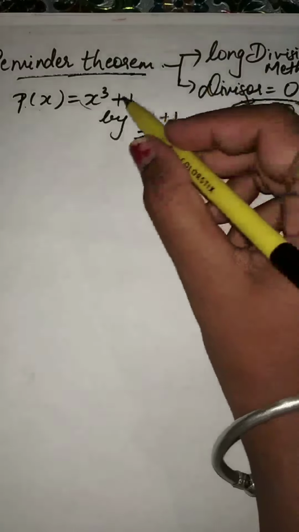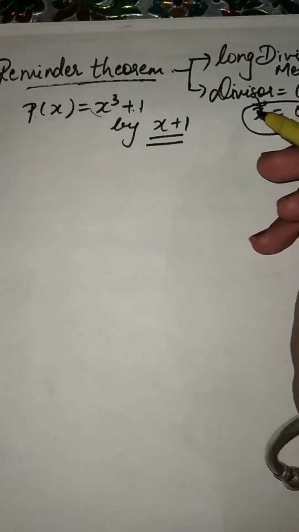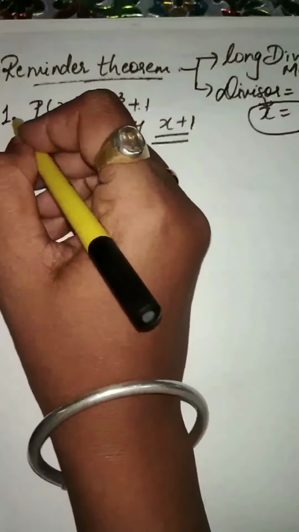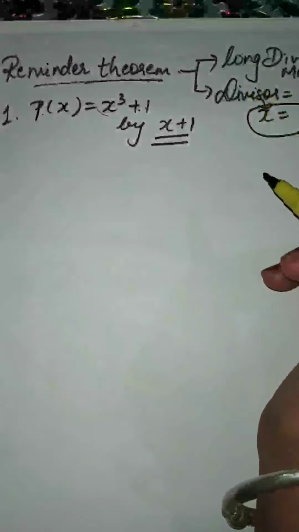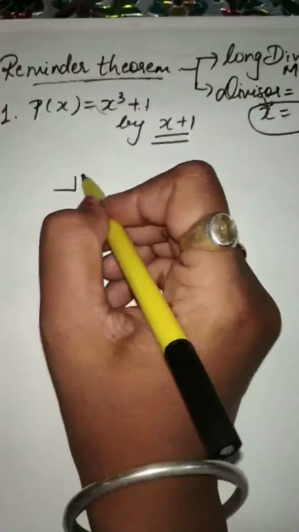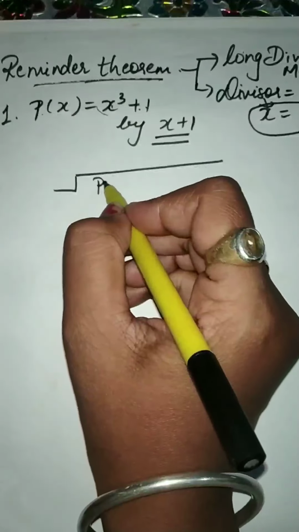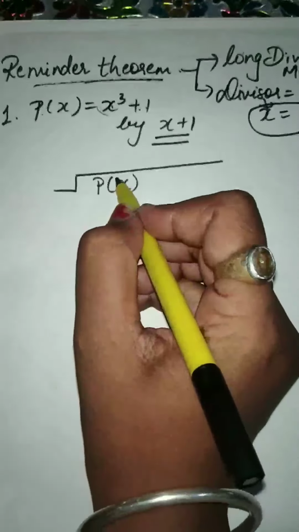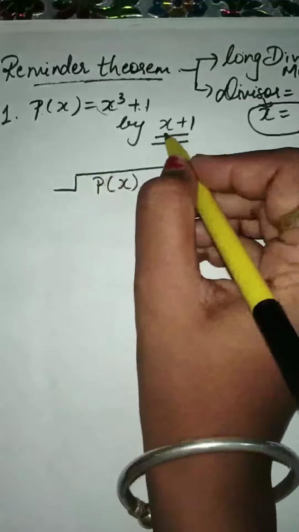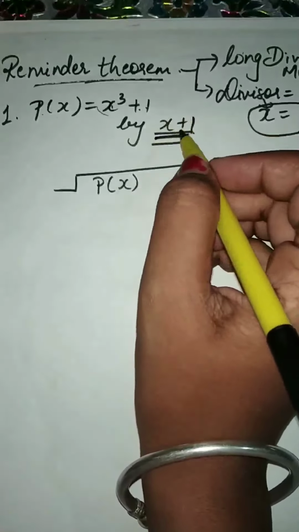Now just take it as an example. I am taking this one, and I will solve it using both methods. First of all, here p of x, we used to write it inside a bracket, and the number by which we have to divide, we used to write over here.